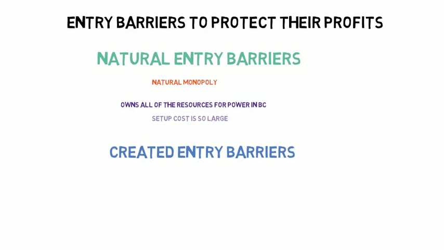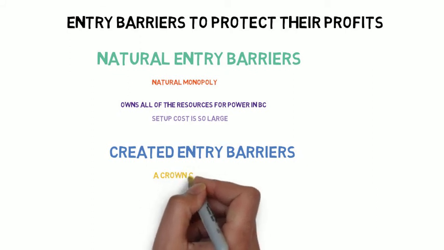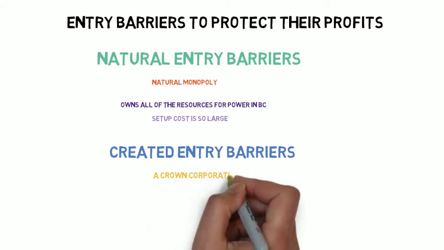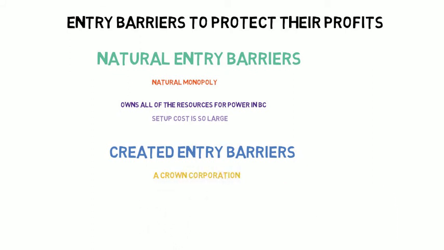BC Hydro is a crown corporation, which means that it's partially owned and operated by government. This is a created entry barrier. If a new firm did manage to join the industry, they would be unprofitable due to the high setup costs, and they would not be supported by the government.